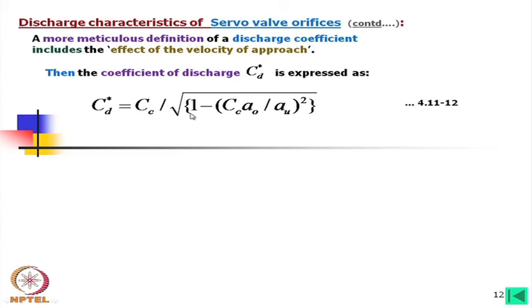Now, in this case, I would say that the C_v part is already considered in the calculations. So, just by doing this calculation we can arrive at a nice C_d part. The C_v, which is the velocity coefficient, is always in the range of 0.98.